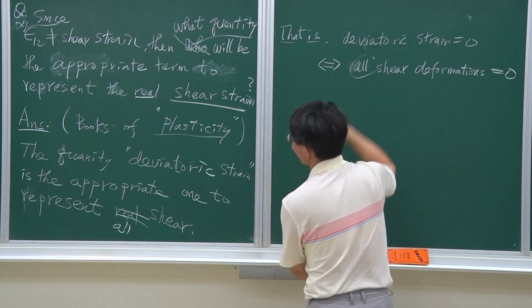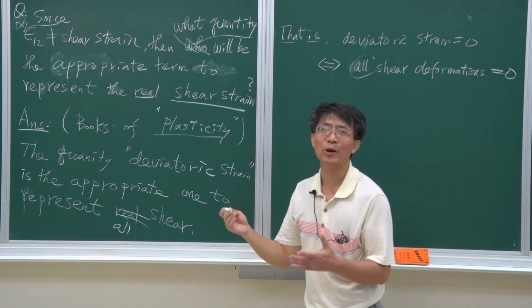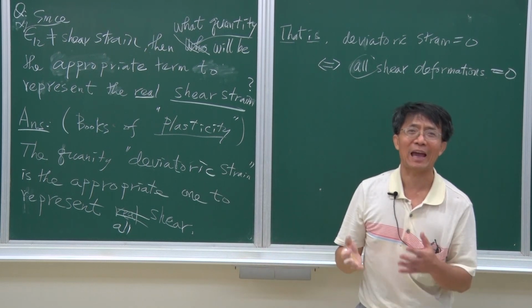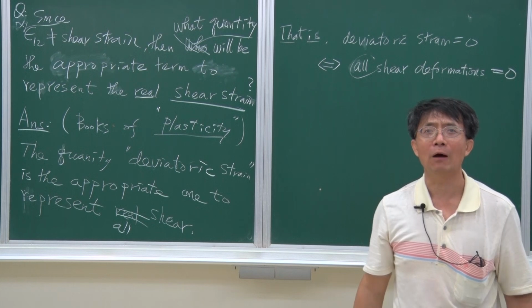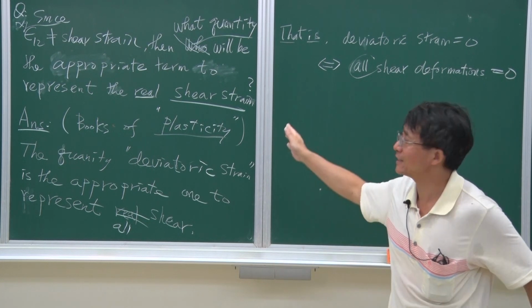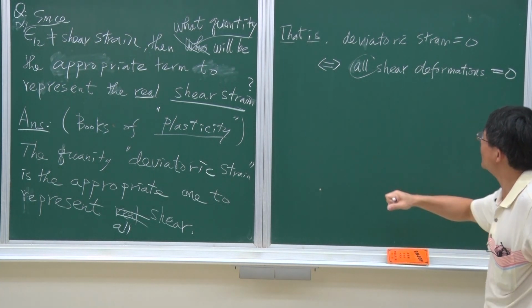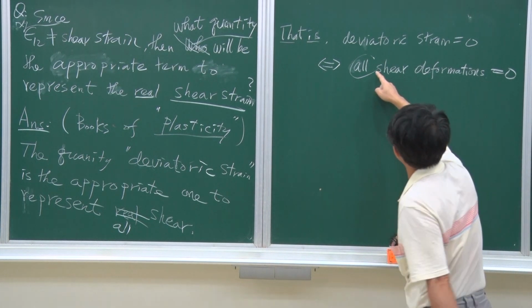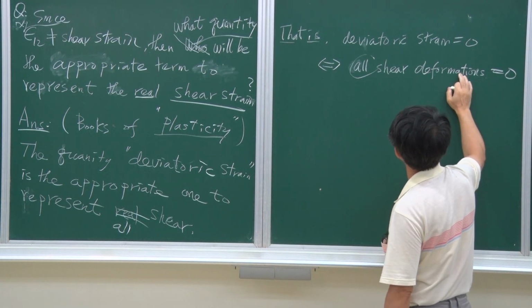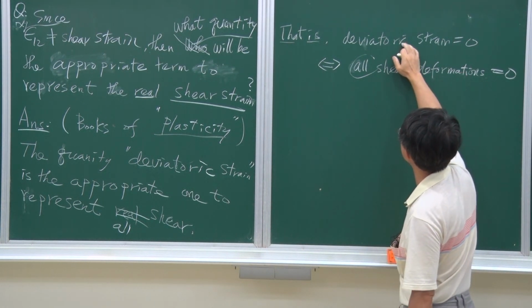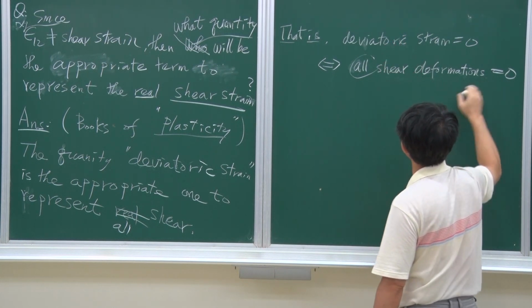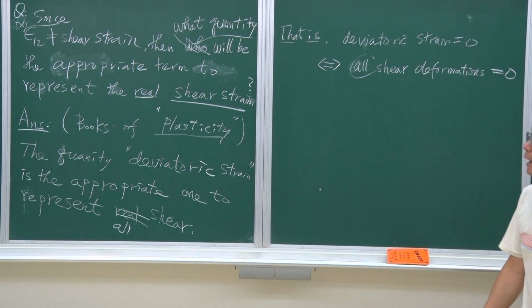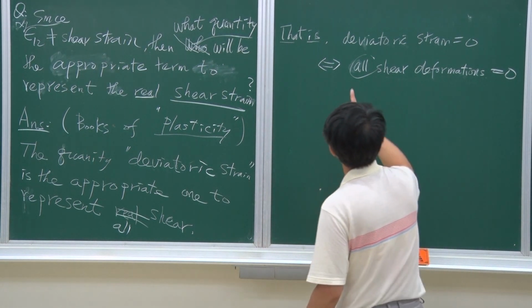Here we use a clumsy word, all, because we shouldn't emphasize such a thing. But to make our viewpoint clear, I add it here. When shear deformation equals 0, no shear deformation, then the deviatoric strain equals 0. When the deviatoric strain equals 0, then all shear deformation equals 0.